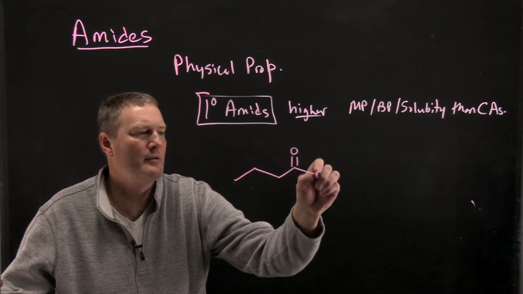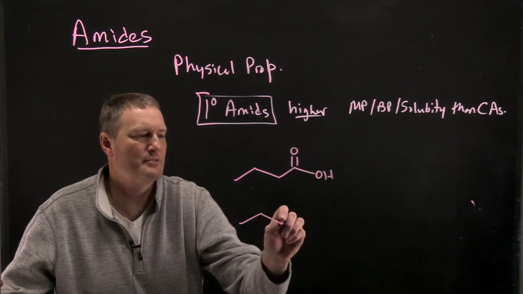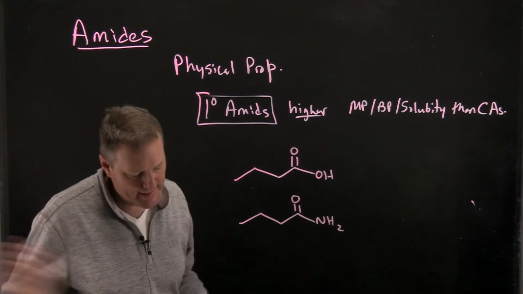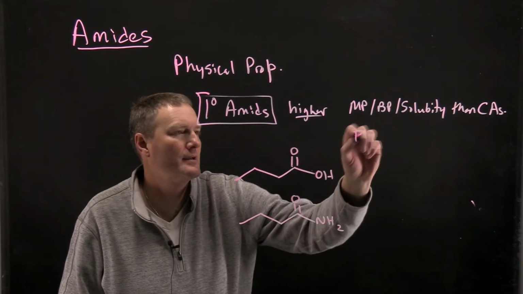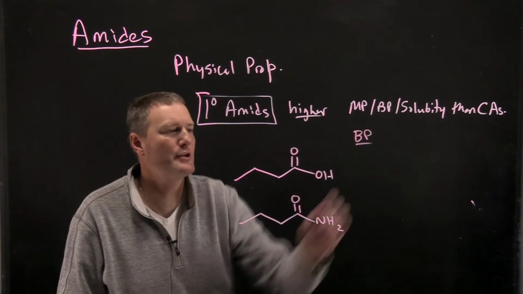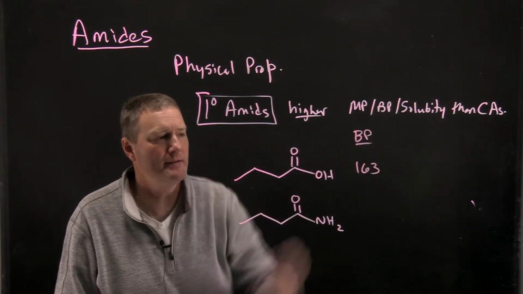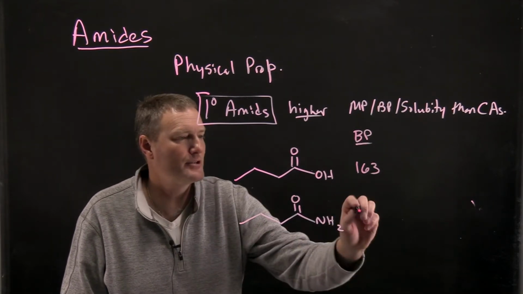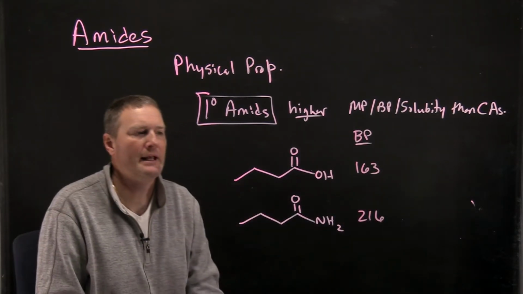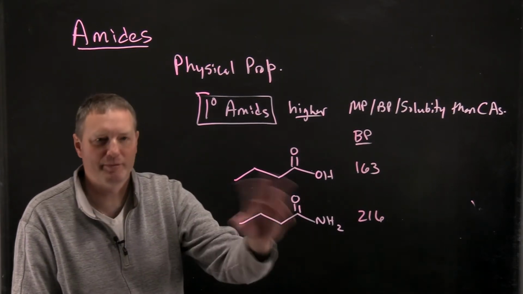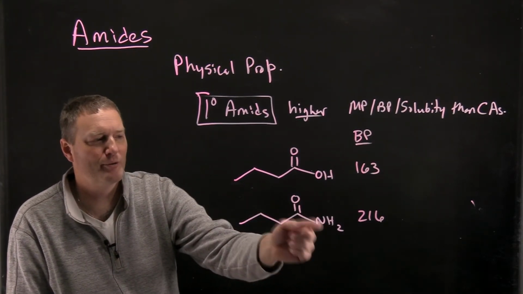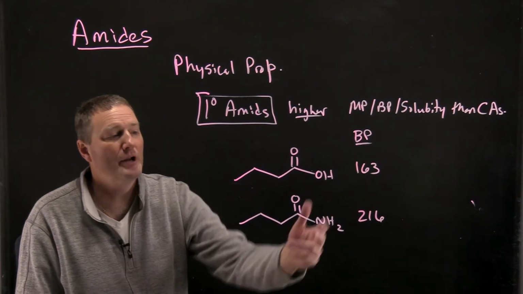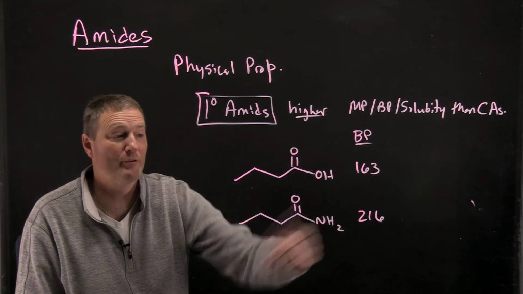If I were to compare butanoic acid versus butanamide, and let's actually just look at their boiling points. Okay, butanoic acid, I think it's about 163, whereas butanamide's quite a bit higher. It's up at 216. Now, one of the reasons for that is, in the prior section, we talked about the sort of ultrapolarity of this bond, the sort of pseudo-double bond resonance character of this. But also, this has the ability to form several more hydrogen bonds.